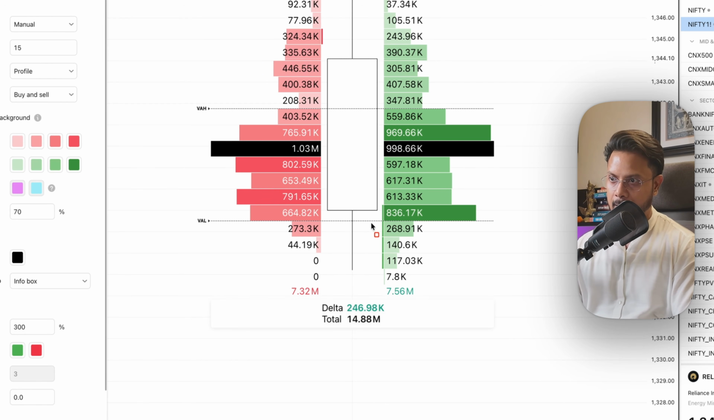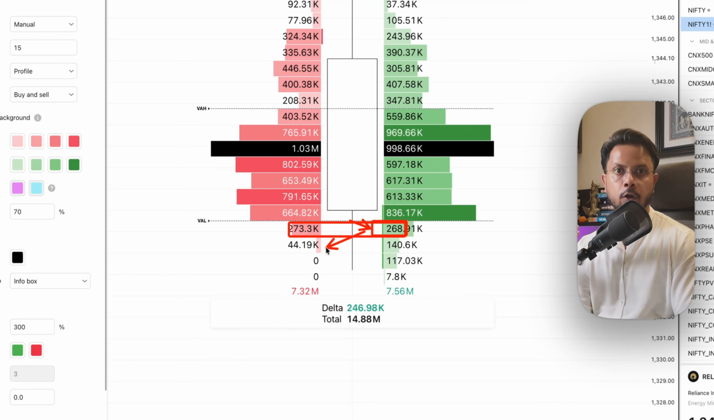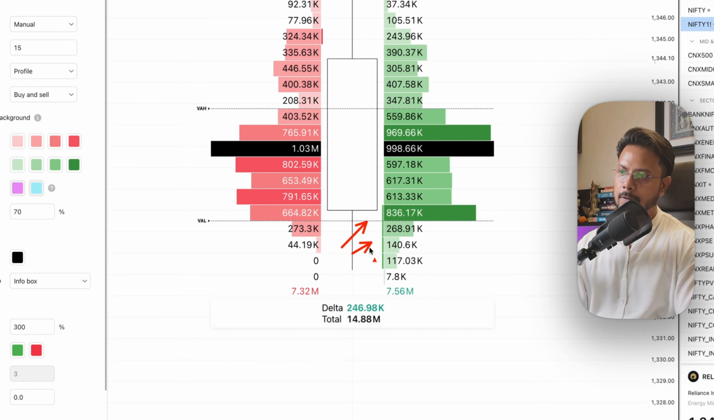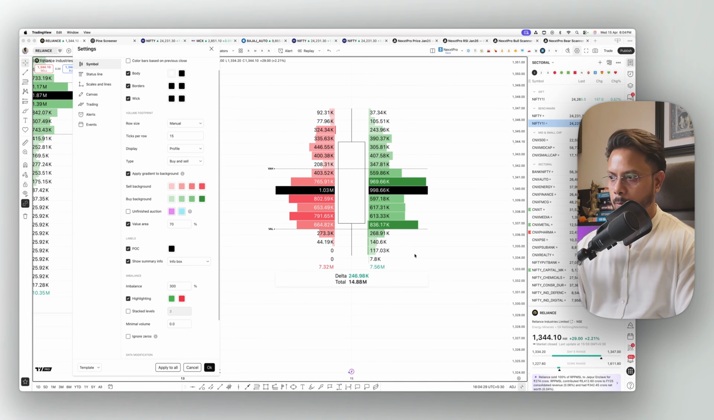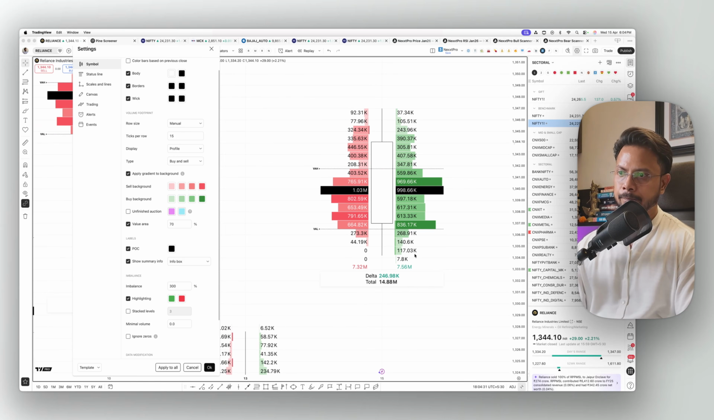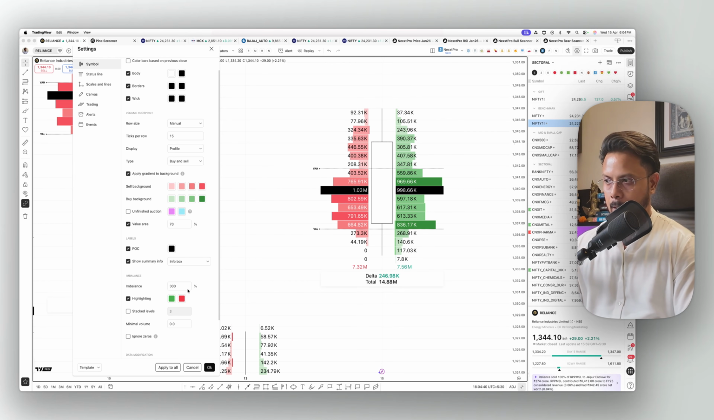So at this price, whatever volumes got traded, on the buy side, more than 300% of the previous row got traded, and that's why the imbalance. So the moment you have these imbalances, you know that some good quality volumes are happening compared to its lower price or higher price. Okay, number one.